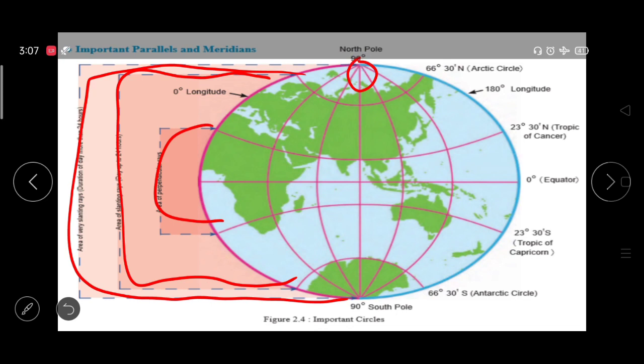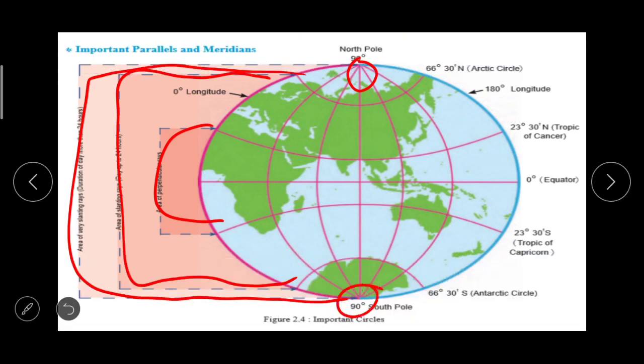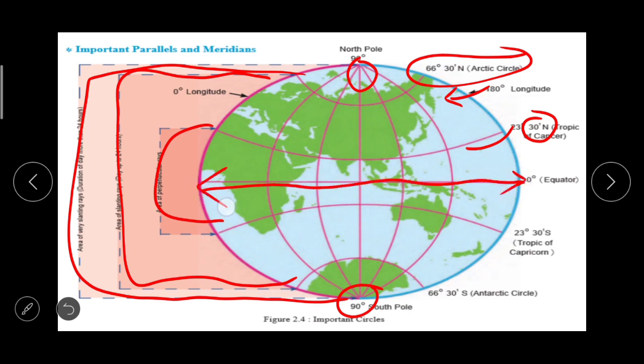Here North Pole, South Pole, 66 degrees 30 minutes north, that is Arctic Circle, then here 180 degrees longitude, 23 degree 30 minutes north, Tropic of Cancer, and this one very important to keep in mind, 0 degrees, that is equator, 23 degrees 30 minutes, that is Tropic of Capricorn, and here 66 degrees 30 minutes south, that is Antarctic Circle. So these are the very important things to keep in mind while studying geography.